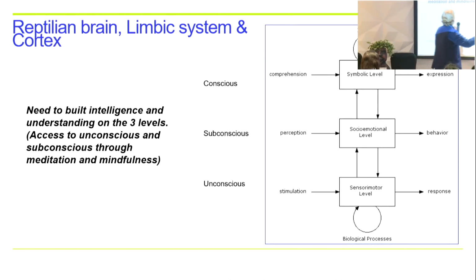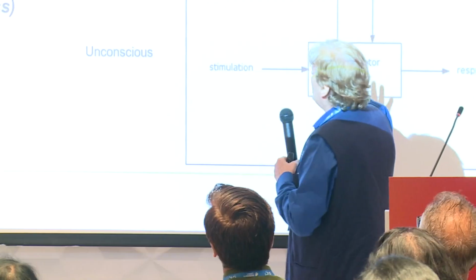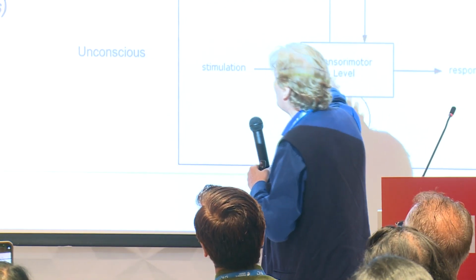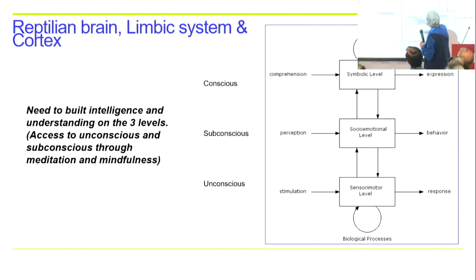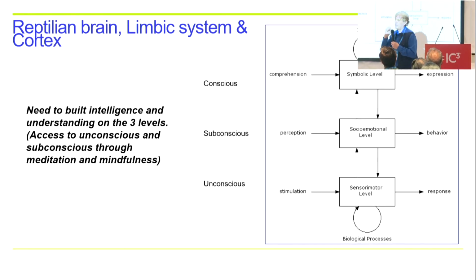So, the reptilian brain. I don't know why all three are there. Here we are looking only at the reptilian brain. These are linked with the biological process. This is the reptilian brain, the stimulation, which will create a response. This is behaviorism. S will lead to R. And this is the sensory motor level.